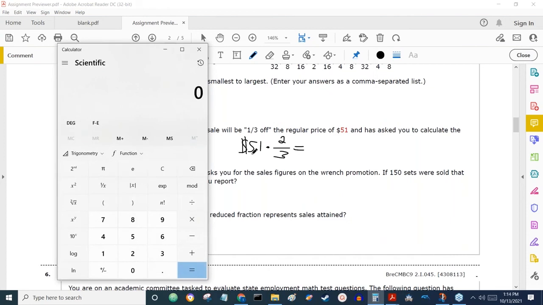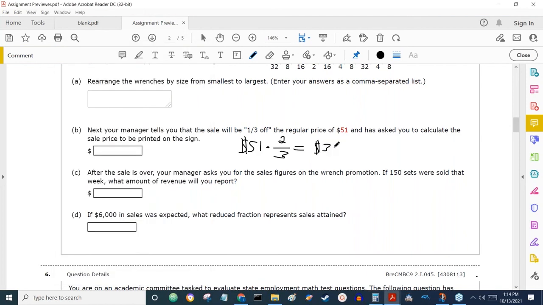Just read it left to right like we do everything in math. And then we type 51 times that 2 in the top and divide by that 3 on the bottom. So there's our sale price. 2/3 of the price would be $34.